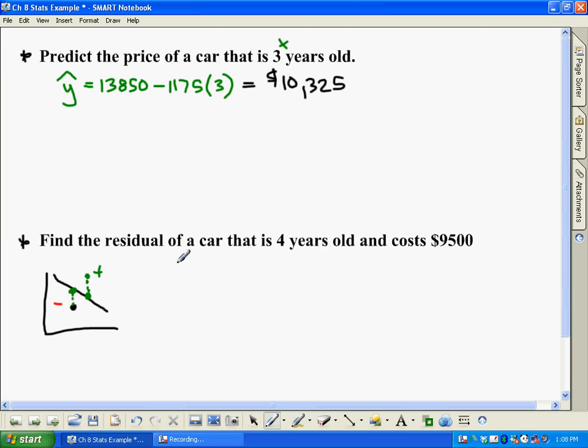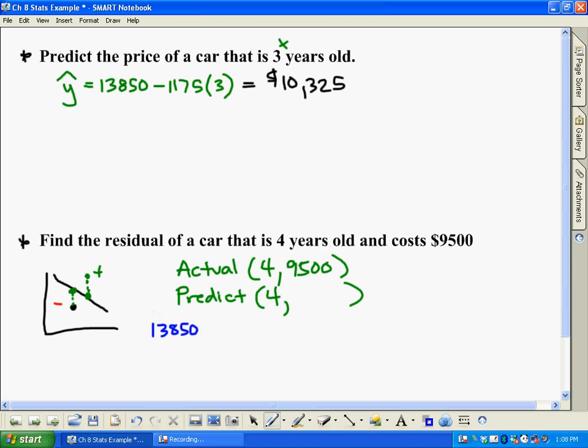So here's what we know. There's an actual point in which it is 4 years old and it costs $9,500. So the idea here is we want to make a prediction now. What if it was the exact same age? In other words, it was 4 years old. So what would our equation say? What we would do is we take 13,850, we would subtract 1175 times 4 to make our prediction. And so when we do that, we wind up with a value of 9,150. That's what y hat ends up being.